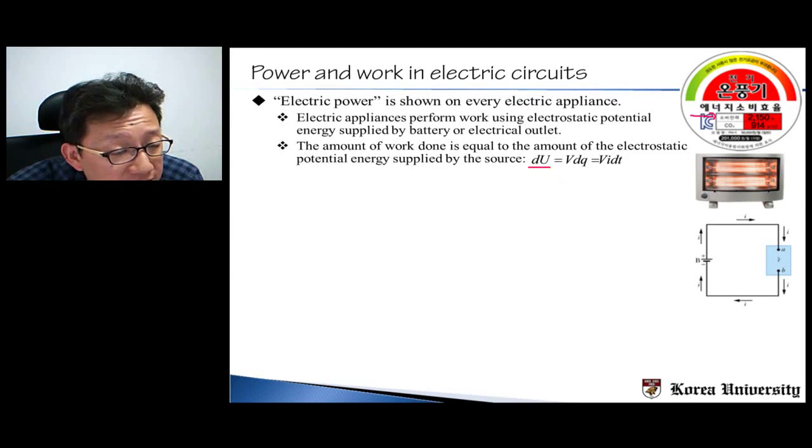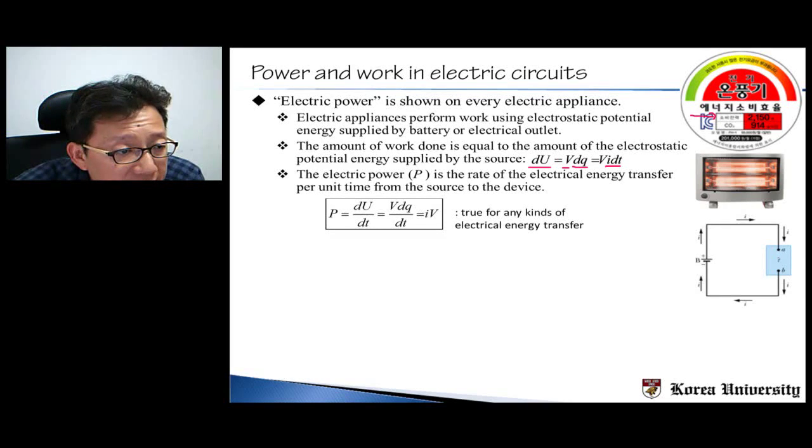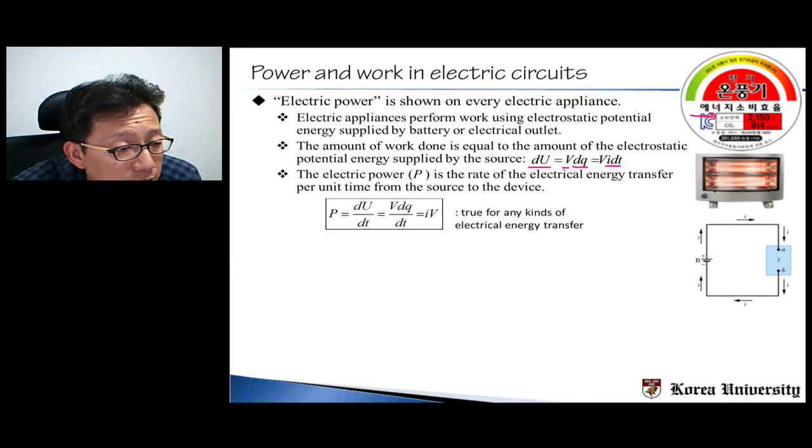Let's calculate the infinitesimally small amount of work for a certain period of time. It is of course equal to the potential supplied multiplied by the change of charge, just playing a role of test charge. And then this infinitesimal change in charge is equal to the current multiplied by this infinitesimally small period of time, right? This is what we all have learned. Then the electric power is defined as the rate of electrical energy transfer per unit time from the source to the device, all right?